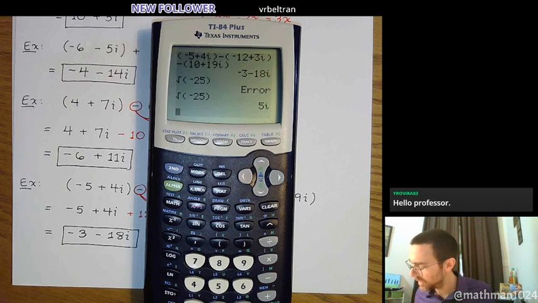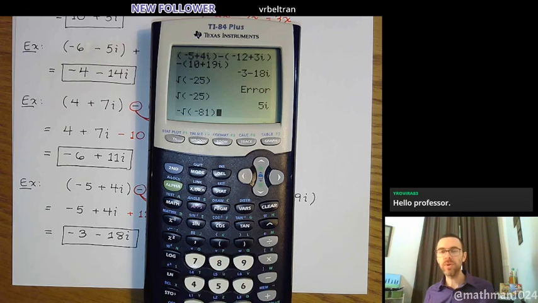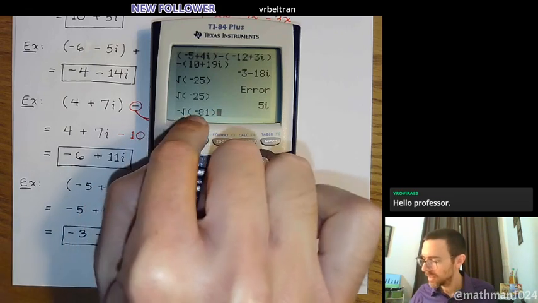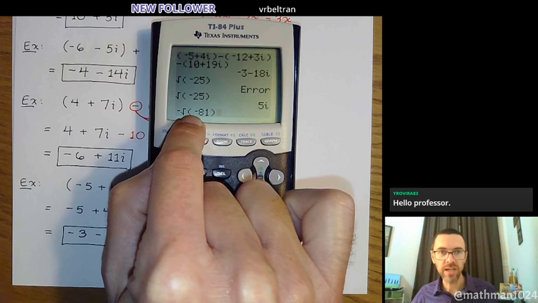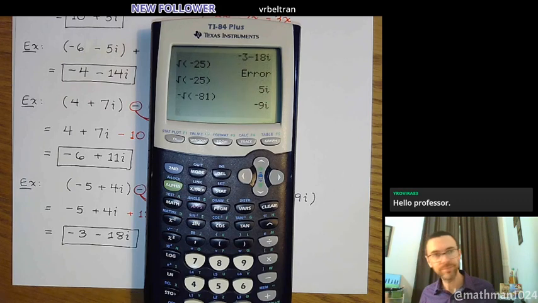If I do negative times the square root of negative 81, so the square root of 81 is 9, the negative inside gives us 9i, and the negative outside just makes everything negative. So the answer should be negative 9i. And there we go.